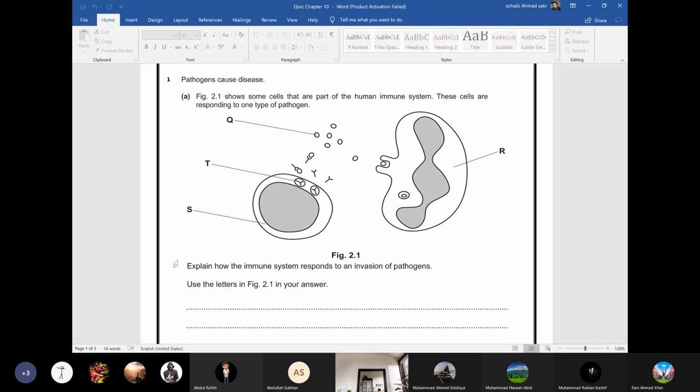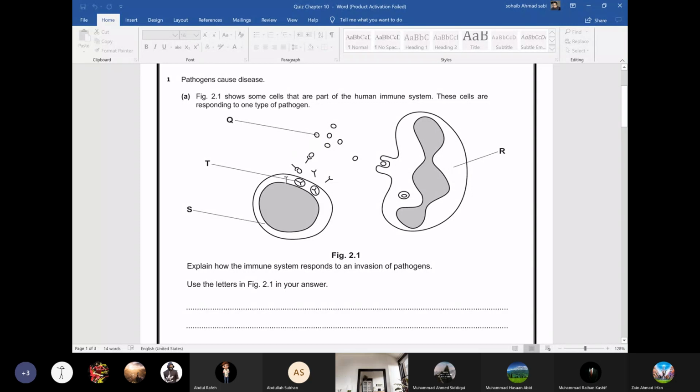Let me explain this to you guys. What you will write, look here, it's written use the letters in figure 2.1 in your answer. So what you will mention is that Q is a pathogen that enters inside the body. Now Q pathogen contains or has antigens on its surface.